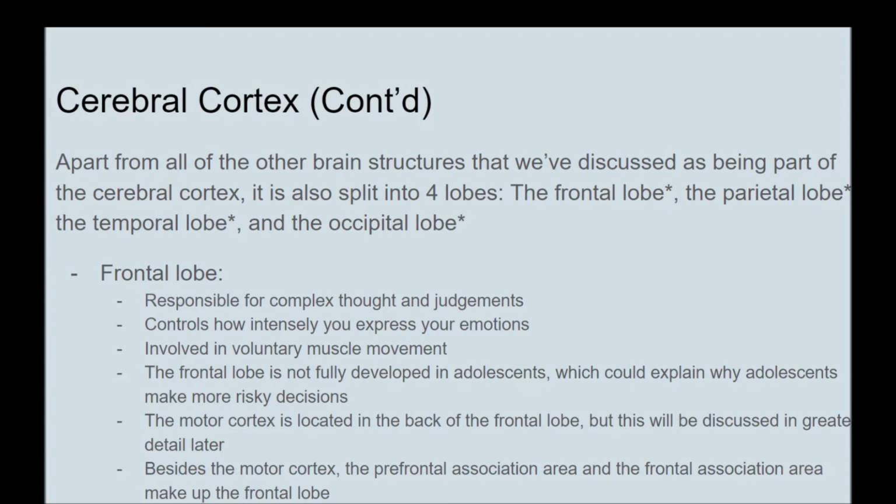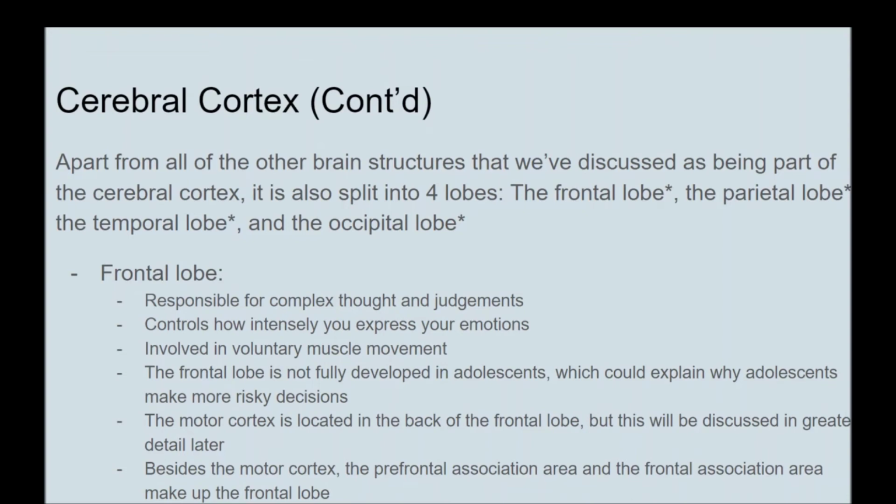Apart from the other brain structures that we've discussed as being part of the cerebral cortex, it's also split into 4 lobes: the frontal lobe, the parietal lobe, the temporal lobe, and the occipital lobe. So the frontal lobe is responsible for complex thought and judgments. The frontal lobe controls how intensely you express your emotions, and it's involved in voluntary muscle movement, so raising your hand, reaching over to grab something, all that stuff. The frontal lobe is not fully developed in adolescence, which could explain why adolescents make more risky decisions.